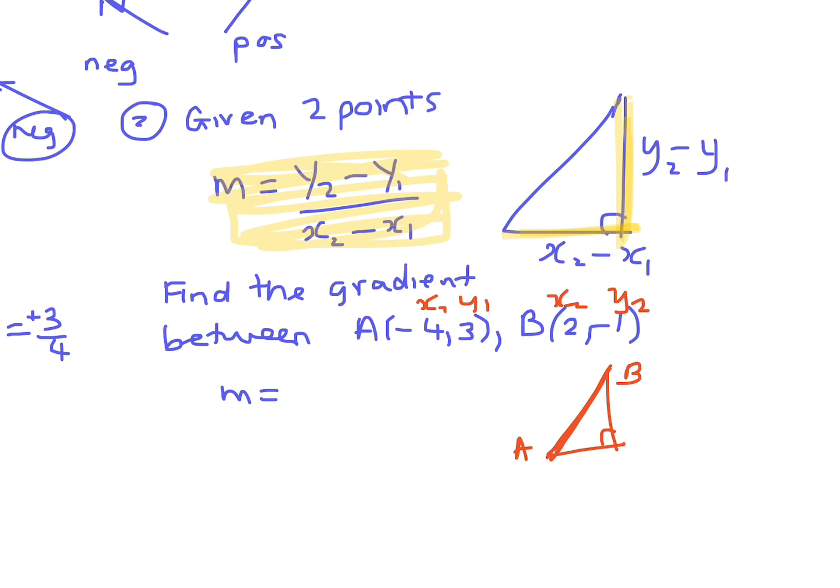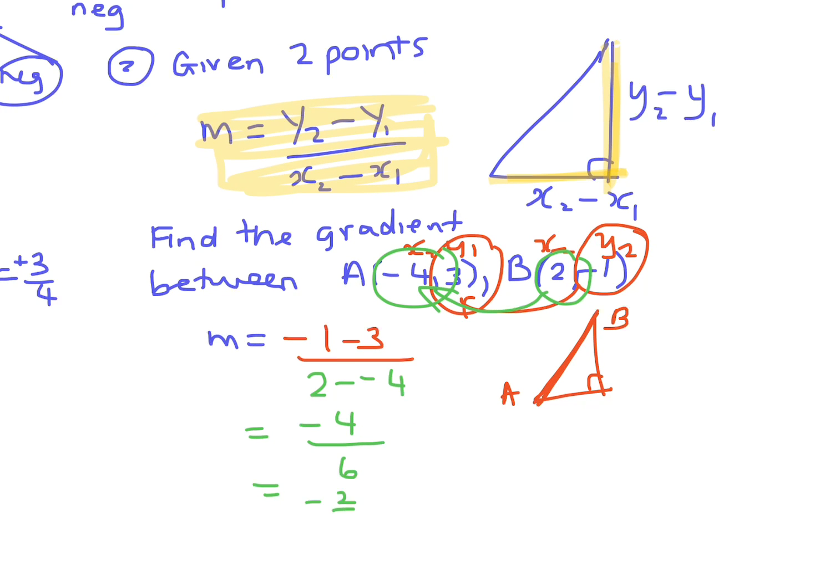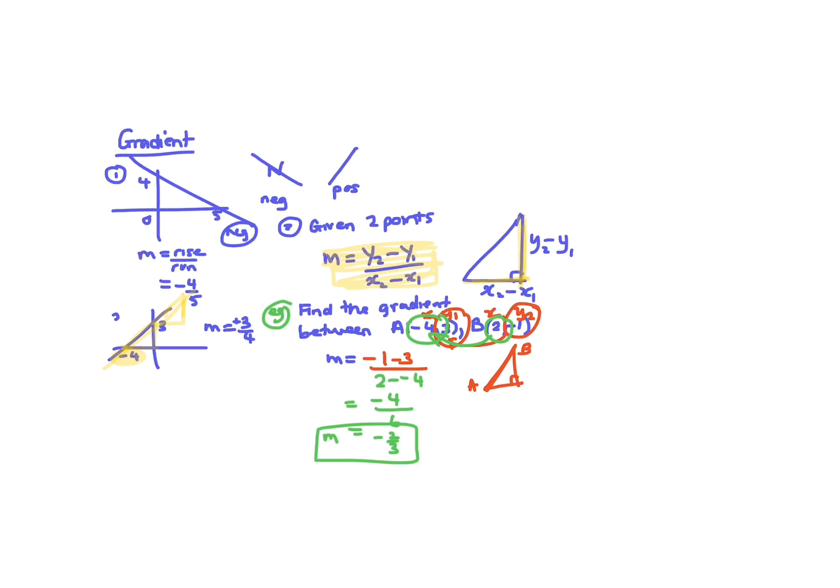So if you start with the y, you go y2, which is minus 1, minus y1, which is 3, over, and then we do the next part, 2, which is x2, minus x1, which is minus 4. So minus 1 minus 3 is minus 4. 2 plus 4 is 6. So it's now going to be minus 2 on 3 as your gradient. That's your example. Okay, so we've got it from a graph. We've got it given 2 points.